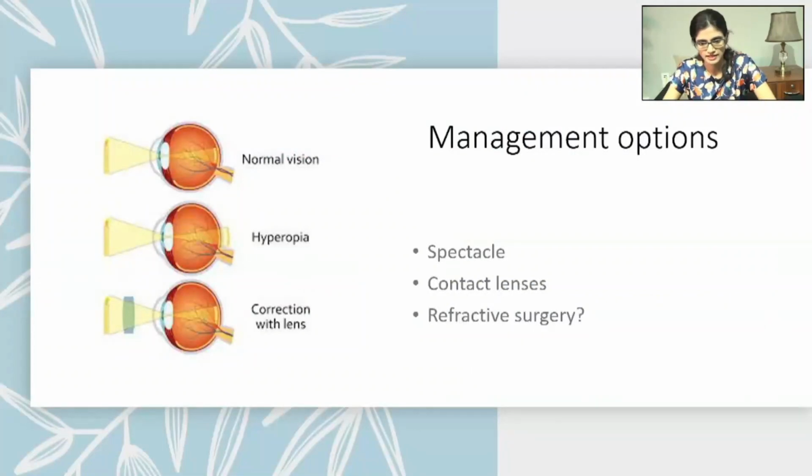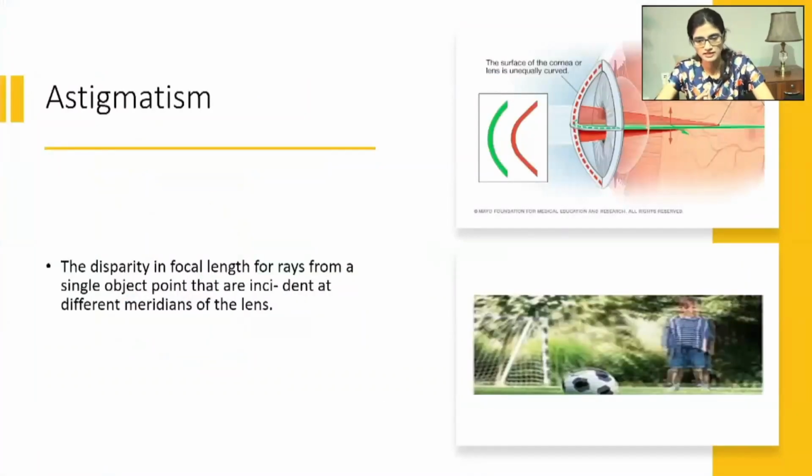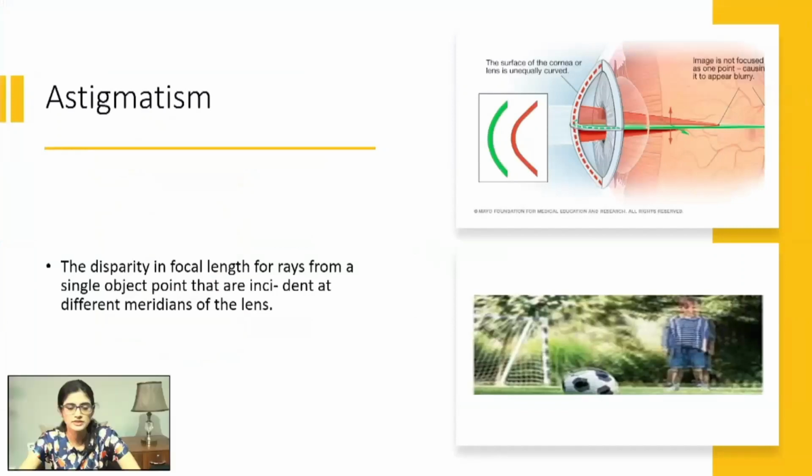Contact lenses again, and refractive surgery, we will talk about that later. Now the third refractive error is astigmatism. This is also a commonly seen refractive error.